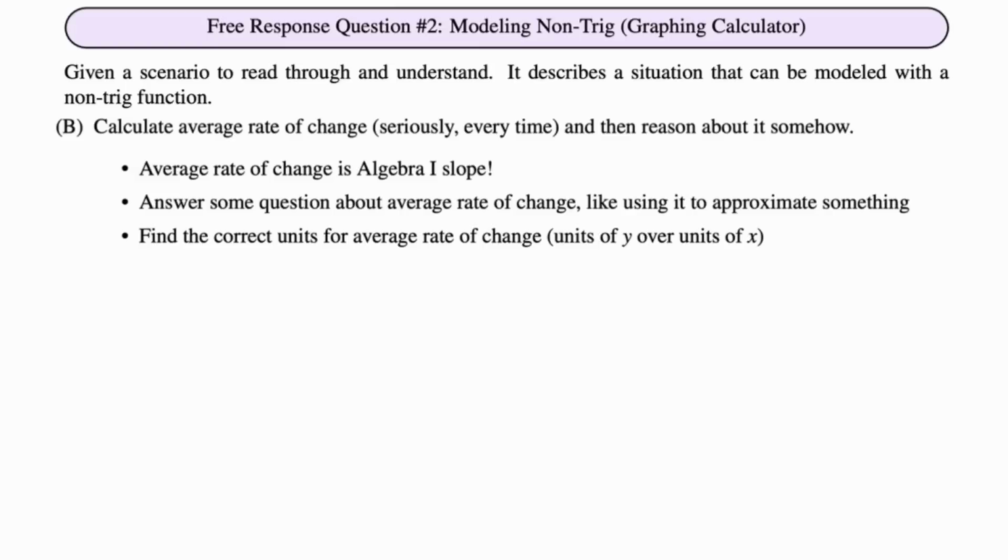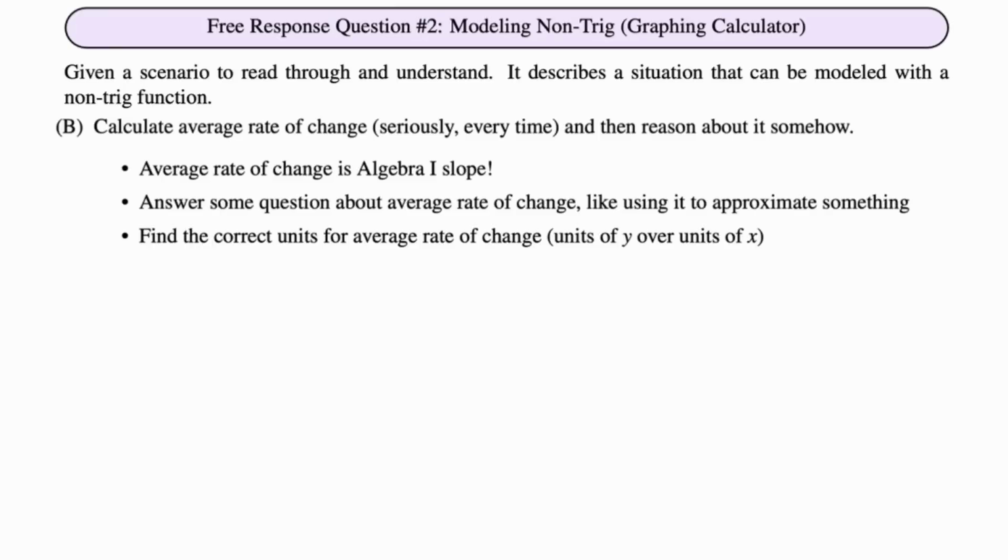So in part B, I think they're pretty much always going to ask you the same thing. Part B1 is always going to ask you to find the average rate of change, and then to reason about it somehow in part 2 and 3. So average rate of change is Algebra 1 slope. It's just delta y over delta x. It's y2 minus y1 over x2 minus x1, however you like to remember it.